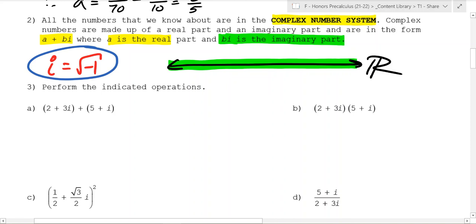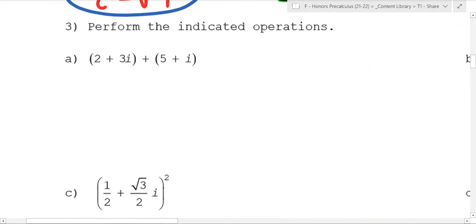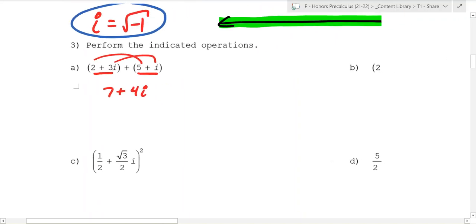So we get to play around with something that functionally is another variable, but it is a number. When you're playing around with them, you get to treat them just like you would an x or a y as a variable. So for example, right here, if we're adding 2i plus 2 plus 3i plus 5 plus i, each of these is a complex number, but 2 and 5 together is 7, and then 3i and 1i is 4i. So it's as simple as adding things together.